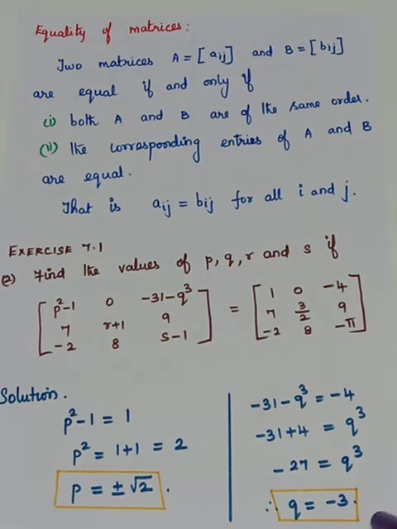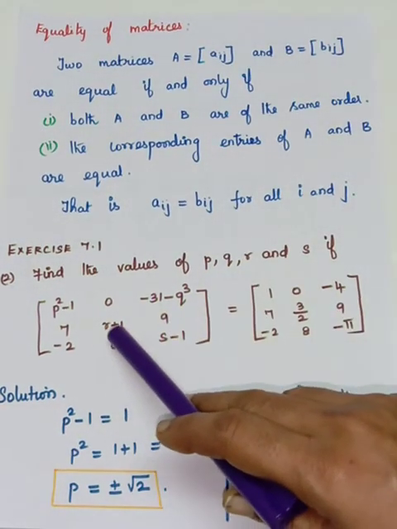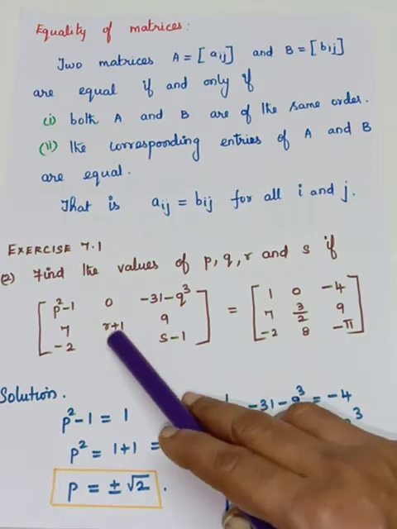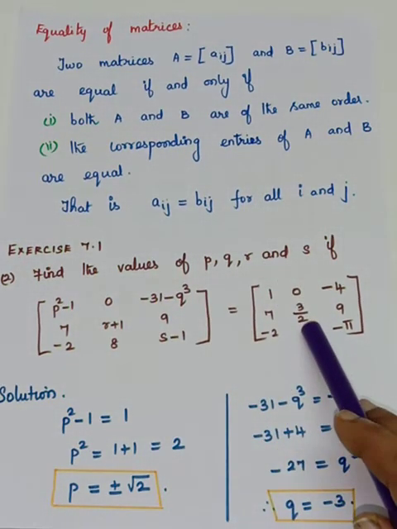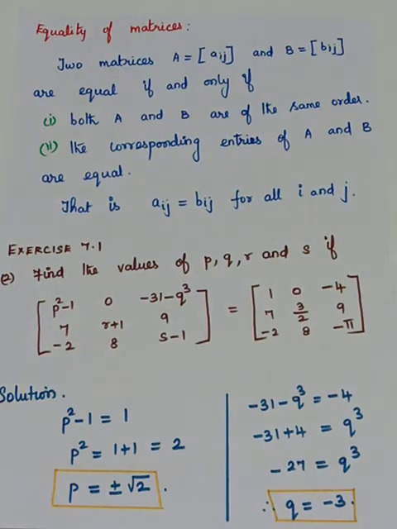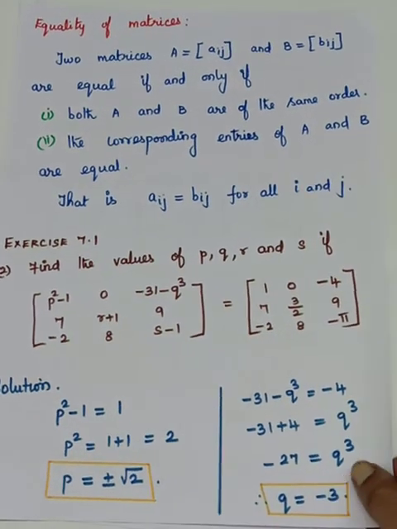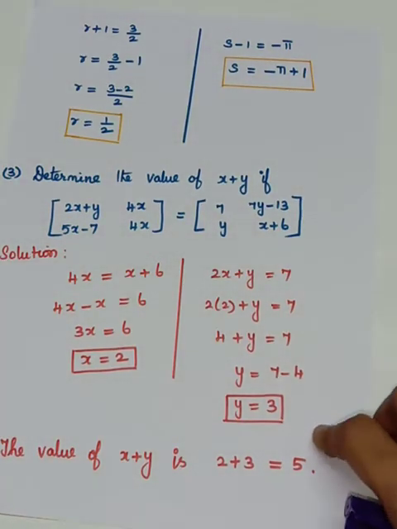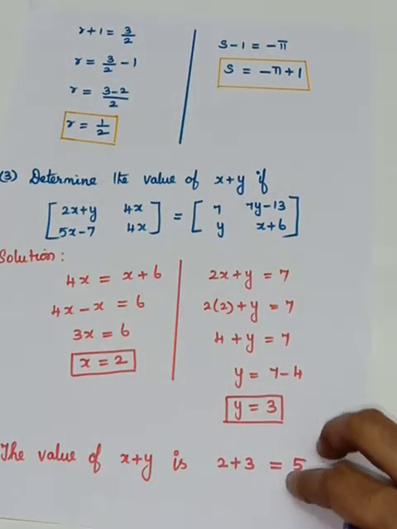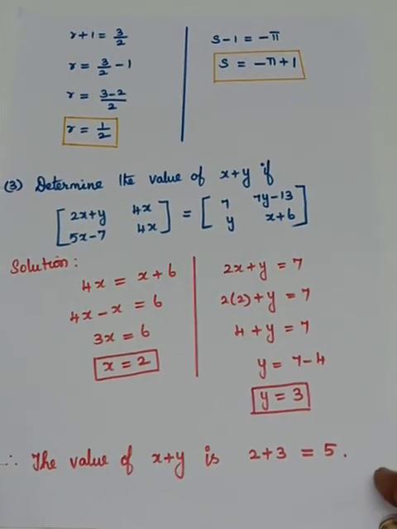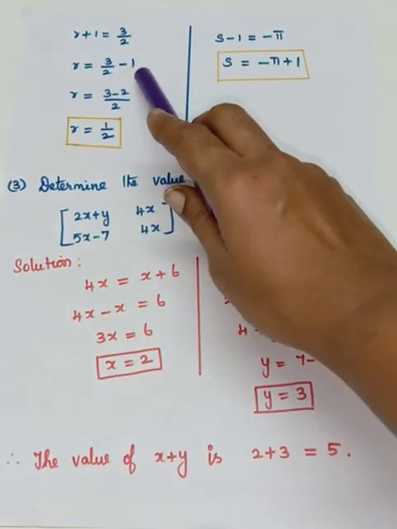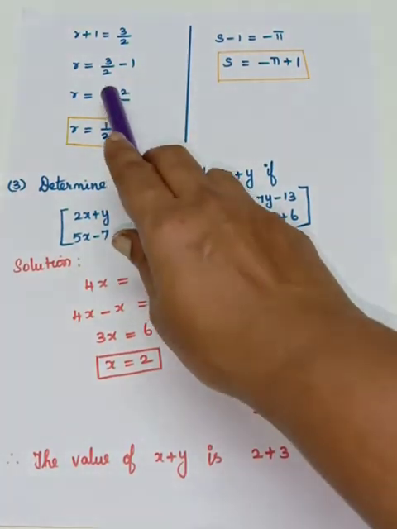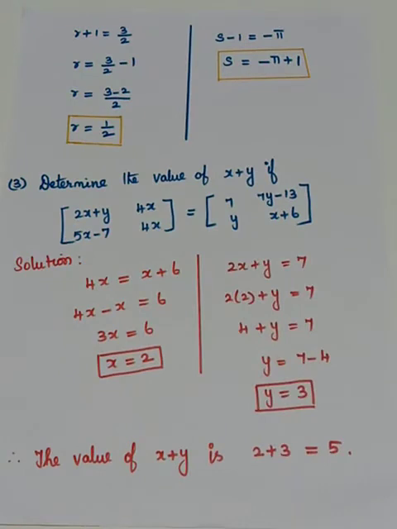What is the next one? R is needed. Where is r? It is in the left side matrix, second row, second column. In the same way, see the second row, second column on the right side. Here you are having 3 by 2. Therefore the corresponding entries are equal. So r plus 1 is equal to 3 by 2. So r is equal to 3 by 2 minus 1. Plus 1, when you take it to the other side, it is minus 1. When you take LCM, it is 3 minus 2 by 2. That is 1 by 2. So we have found r also.